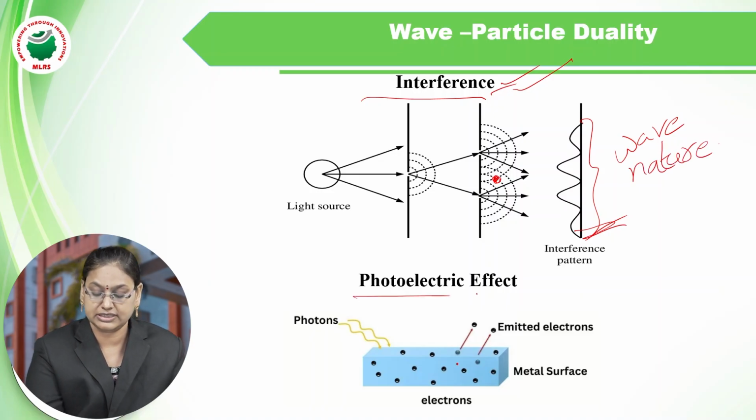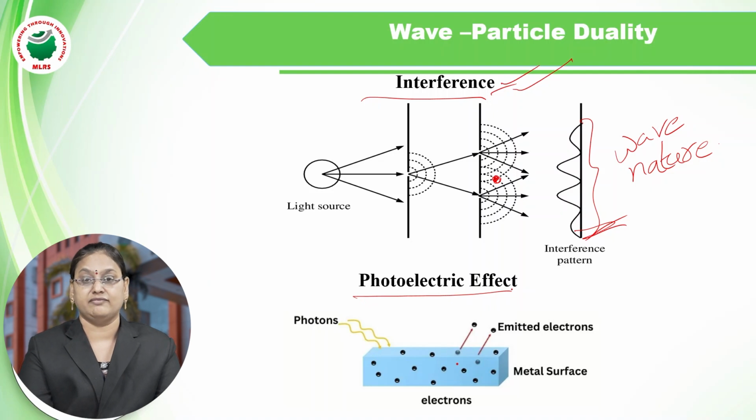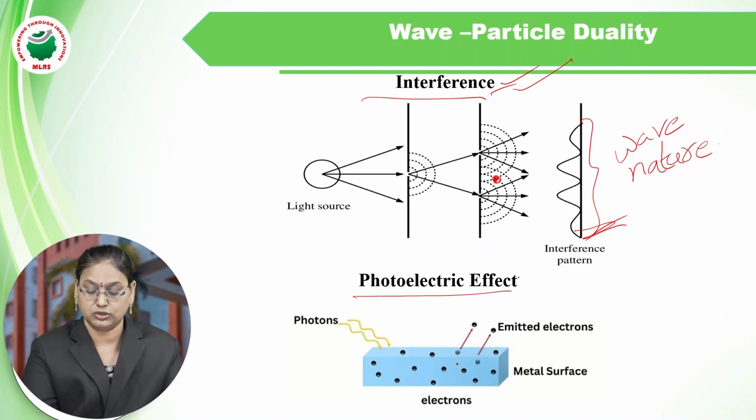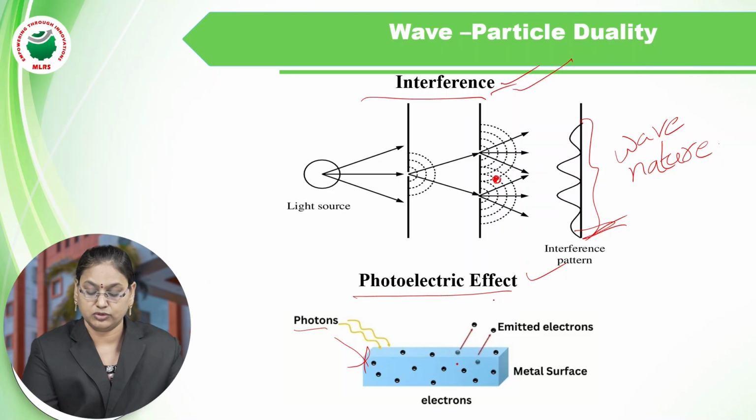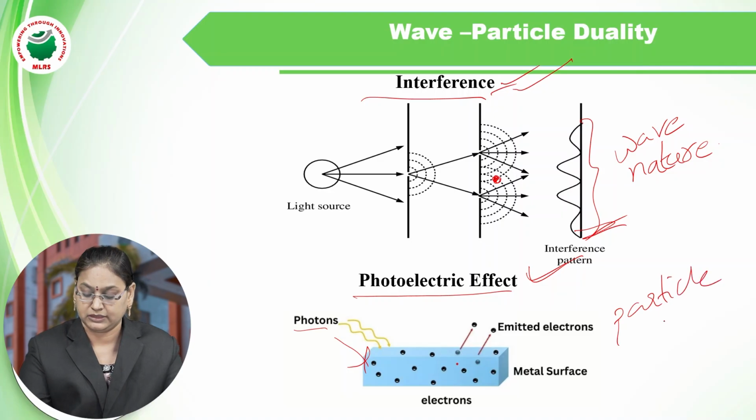Whereas in the photoelectric effect, radiation is having particle nature. Why? Because in the photoelectric effect, we know that radiation is interacting with matter. So according to Planck's theory, whenever radiation interacts with matter, it has particle nature. Therefore, in the photoelectric effect, radiation is having particle nature.